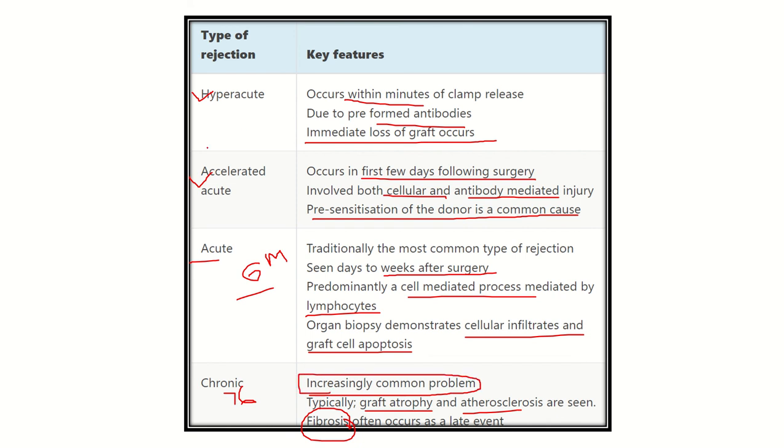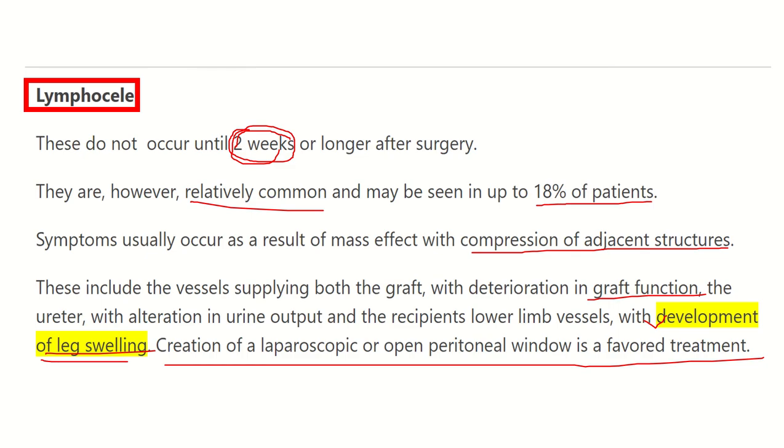So these are the types of rejection: hyperacute, accelerated acute, acute and chronic, and this knowledge is very important to answer the question. Acute is less than 6 months, and chronic is more than 6 months following graft implantation. Hyperacute occurs on the operating table, and accelerated acute occurs a few days following the surgery. And lymphocele usually occurs after 2 weeks or after that.